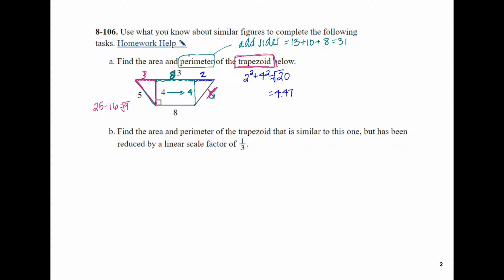4.47. So now when we add up all of our sides, 3 plus 8 plus 2 plus 8 plus 5 plus 4.47, we can get our perimeter, which is approximately 30.5 units.